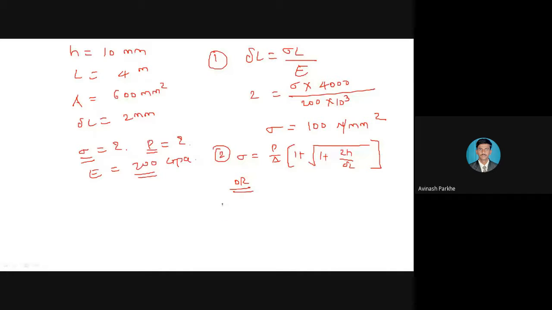So instead of using this, I will use strain energy is equal to work done. Strain energy is equal to work done. Therefore, sigma square upon 2E into volume is equal to P in bracket, H plus delta L.